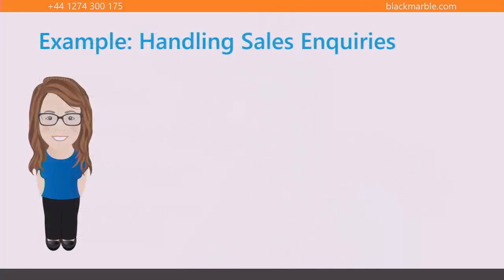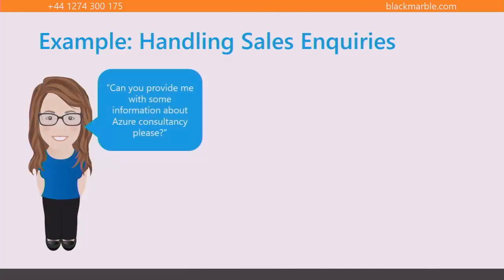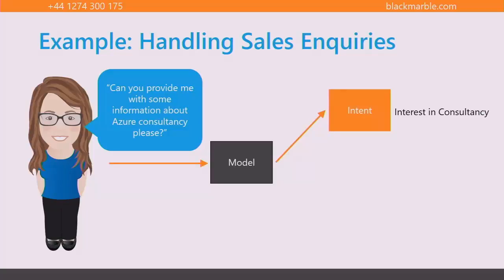Good. So let's give you a quick worked example. I think we've already done this. Can we help with some Azure consultancy? That's the lovely Amy at Black Marble. We throw the statement into the model, and it spits out the intent, interest in consultancy, and the entity is the technology we're interested in, Azure. Perfect, that's a good diagram, I like that.